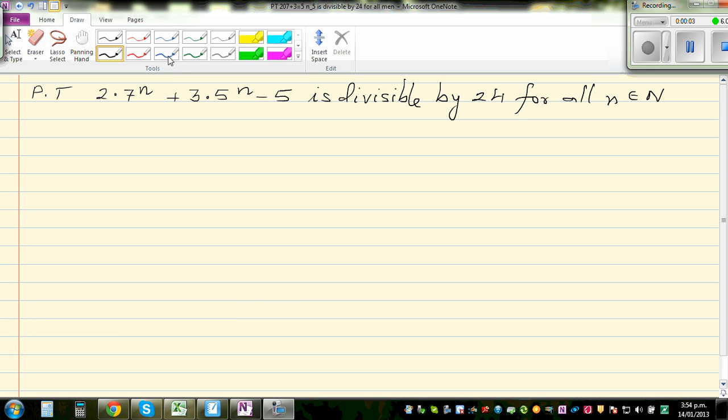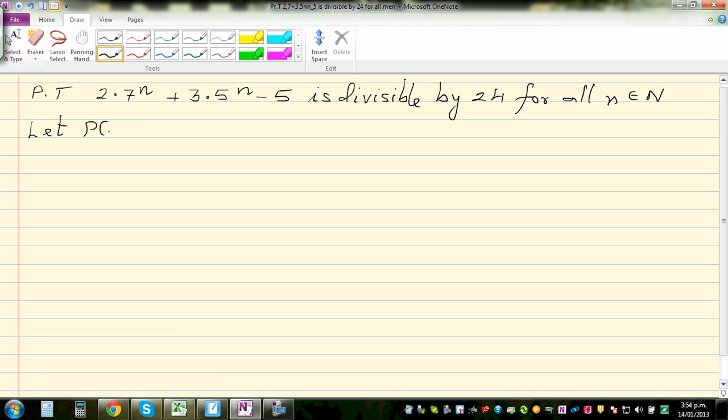Prove that 2 times 7 to the power n plus 3 times 5 to the power n minus 5 is divisible by 24 for all n belonging to N, where N is the set of natural numbers. So we'll start with the statement. Let P of n be equal to 2 times 7 to the power n plus 3 times 5 to the power n minus 5, and let it be divisible by 24. So we are accepting the statement to be divisible by 24.